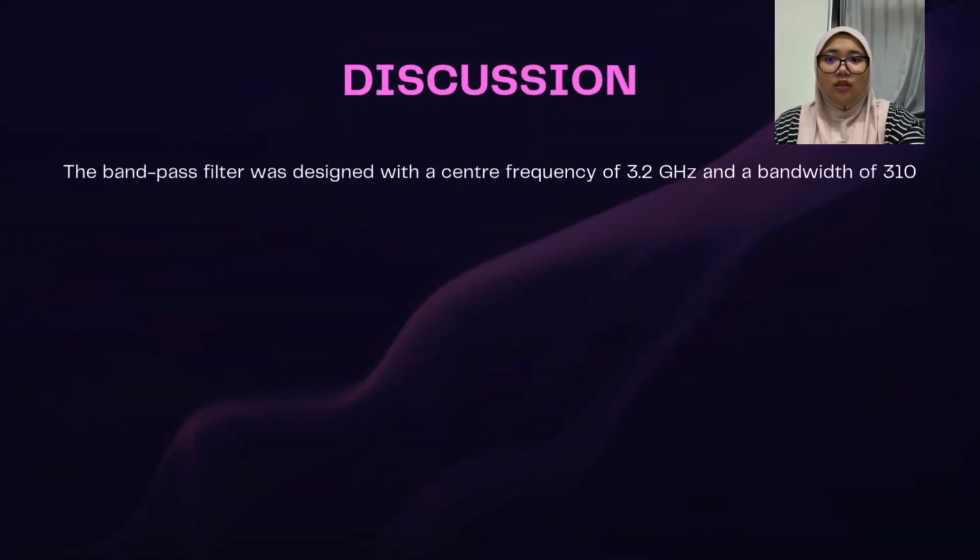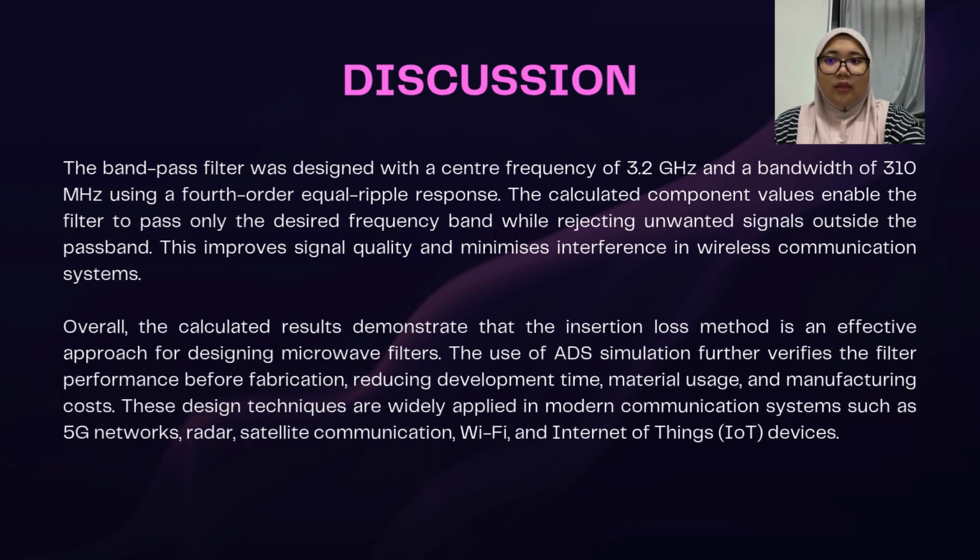Next is the discussion of the bandpass filter. The bandpass filter was designed with a center frequency of 3.2 GHz and a bandwidth of 310 MHz using a fourth-order equal ripple response. The calculated components allow the filter to pass only the desired frequency band while rejecting unwanted signals outside the passband. This improves signal quality and reduces interference in wireless communication systems.